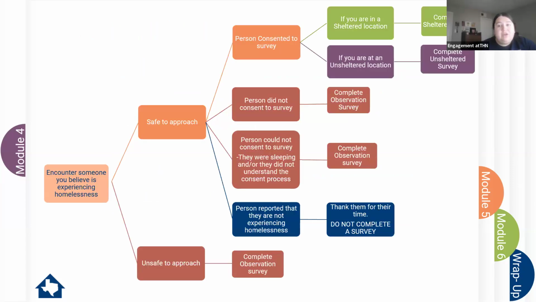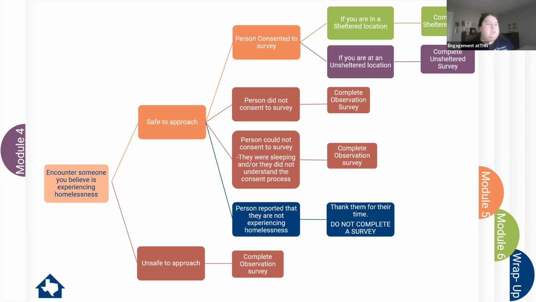So beyond that, I want to talk about this decision tree that was created just to help PIT leads and volunteers determine which survey to choose based on which situation they might be in. It's color coded based on the survey type. Red and orange indicate the decisions leading to the observation survey, and the dark blue is for participants that are not eligible to be surveyed, which happens if the person reports to you that they're not homeless. The purple is for unsheltered surveys, the green is for sheltered surveys.